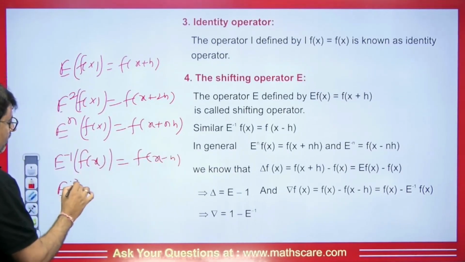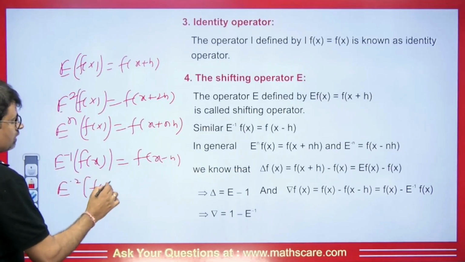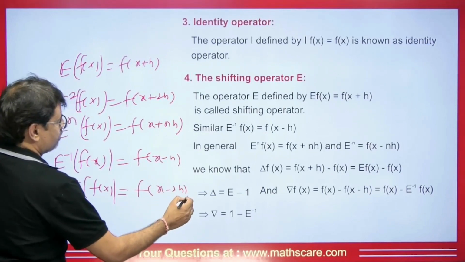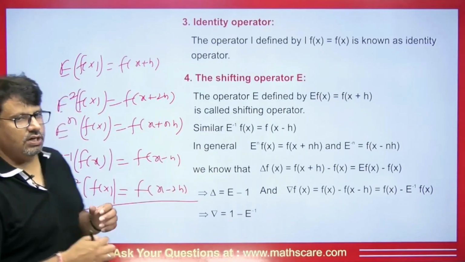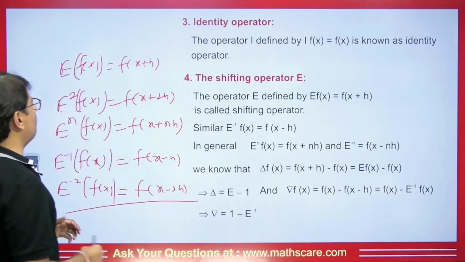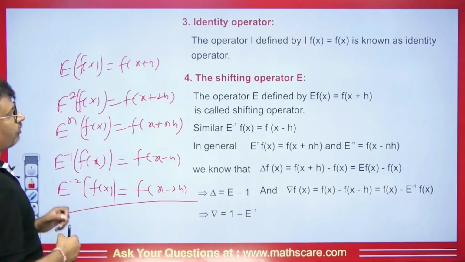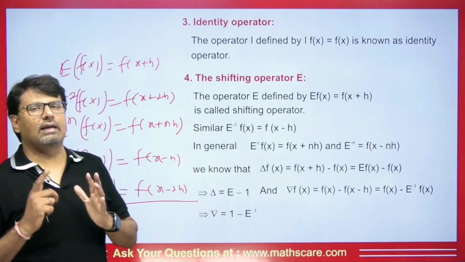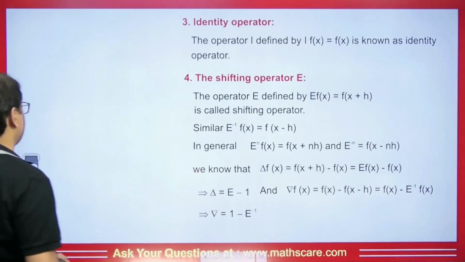If I tell you E power minus 2, what does it mean? It means it is shifting it backwards 2 times, which means f(x minus 2h). So you need to understand this, right? This is the shift operator. Now students, when we talk about the shift operator here, the shift operator and the forward difference operator have a relation between them. I will tell you about that relation.